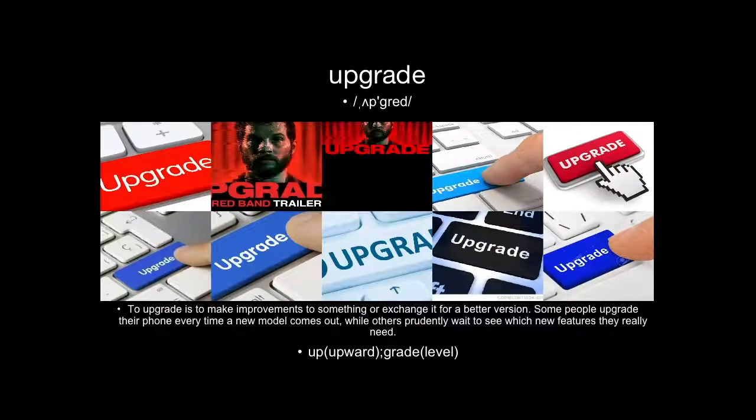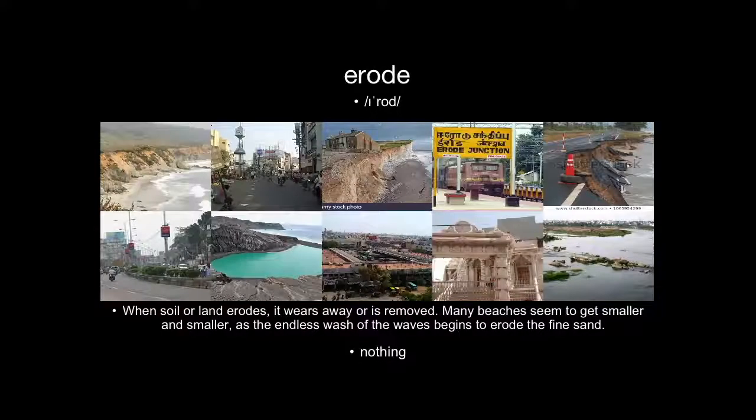Upgrade. To upgrade is to make improvements to something or exchange it for a better version. Some people upgrade their phone every time a new model comes out. Erode. When soil or land erodes, it wears away or is removed. Many beaches seem to get smaller and smaller, as the endless wash of the waves begins to erode the fine sand.